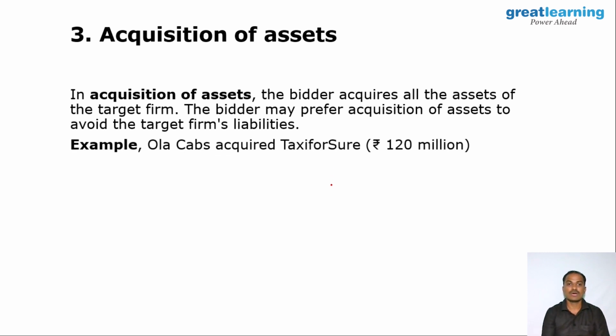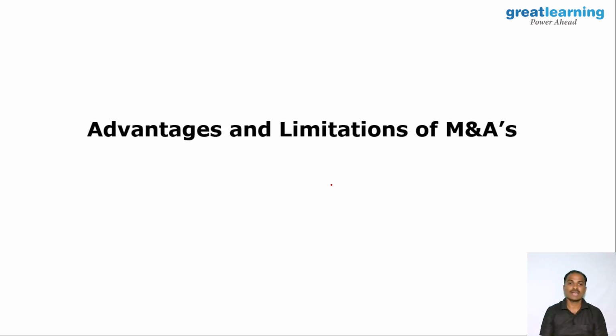Best example, Ola Cabs acquired TaxiForSure. This was a 120 million deal. Now, let us quickly have a look at the advantages and limitations of mergers and acquisitions. We have seen the examples for mergers and acquisitions. Now, what are the advantages and limitations of mergers and acquisitions?